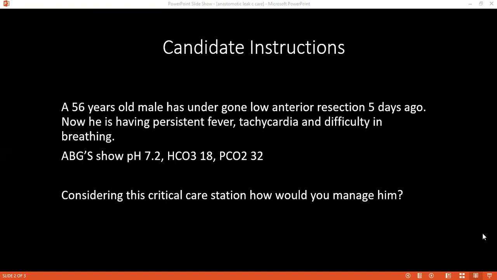Okay, good. Right. In a post-op patient, what is the most common organism which causes infection or is responsible for infection?